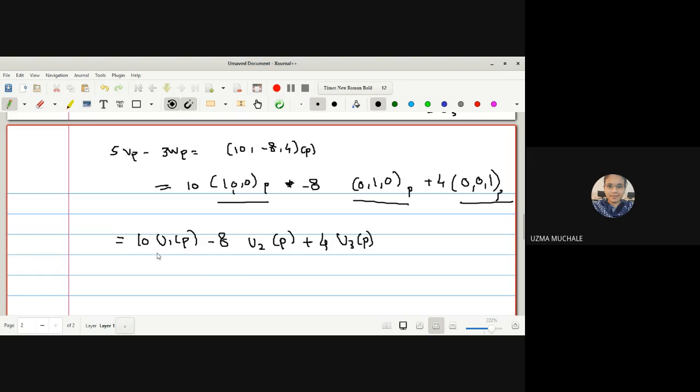Understood this example? Yes, ma'am. Any doubt for this example you can ask.